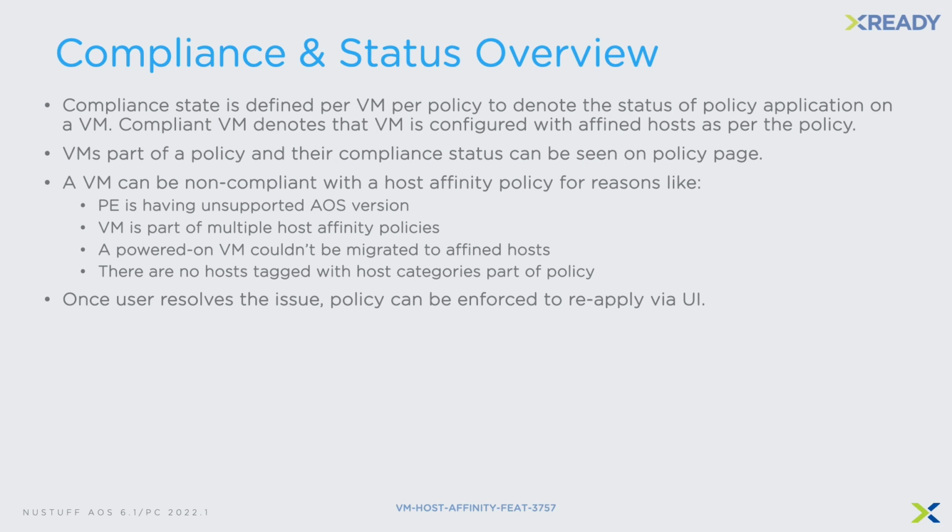Some of those reasons would be the PE could be on too old of a version, so it's not supported. The VM may have multiple affinity policies, and I will tell you how that's going to play out in following slides. Maybe a VM couldn't be powered on because it couldn't be migrated to one of the hosts defined in the policy, or there's just no host defined as part of the policy. Once an admin resolves the issue with why that VM is not compliant, then the policy can be reapplied from Prism, and then it should correct itself.